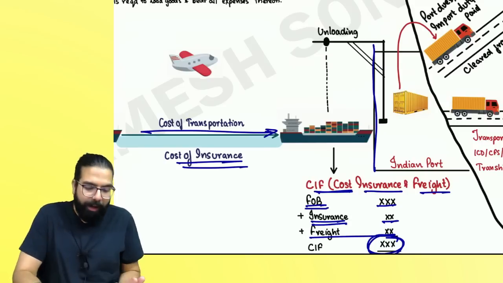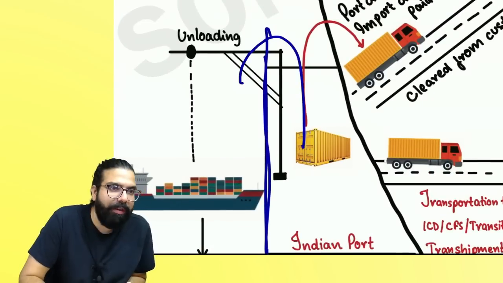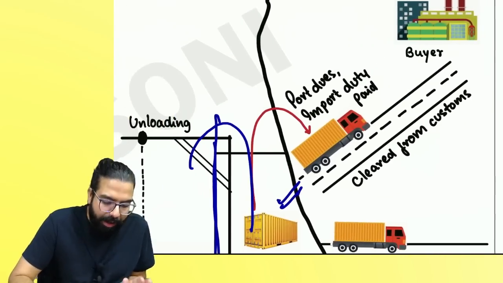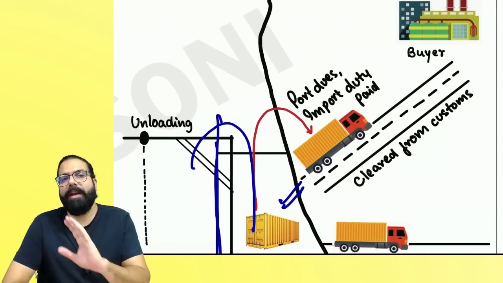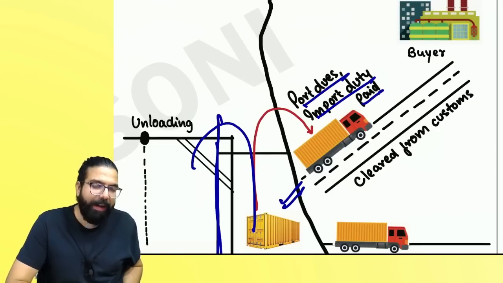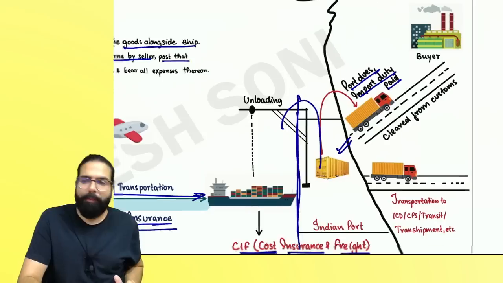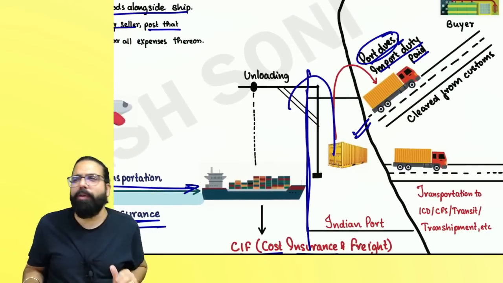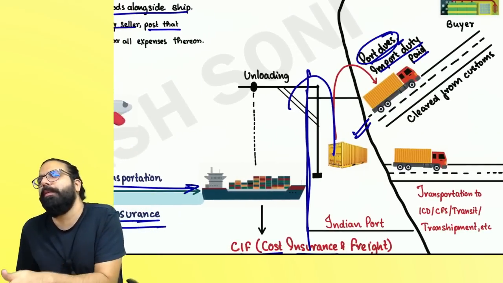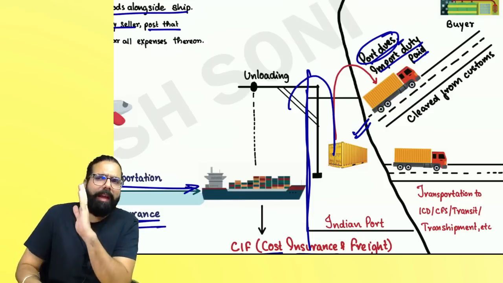Are we clear, everyone? Sir, once the goods have reached the Indian port, after that, any unloading cost, port charges, or any extra expenses are not to be included. Remember one thing, port dues, import duty paid, etc., all this will not be included in your assessable value. Basically, port dues will not be included. Import duty too will be paid on the assessable value only. Port dues, etc., loading, unloading charges will not be included.